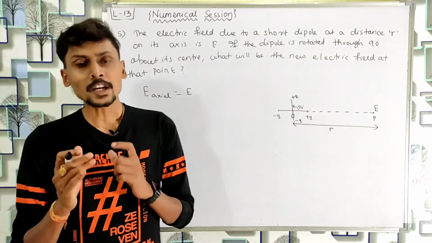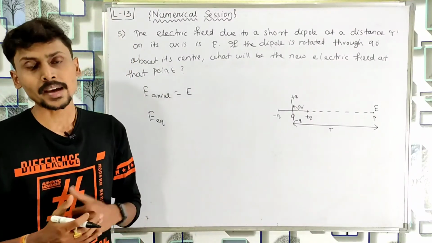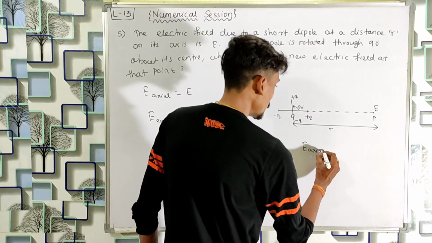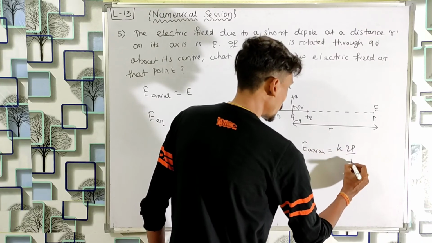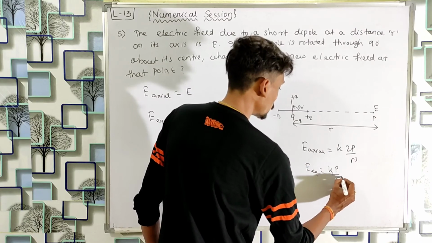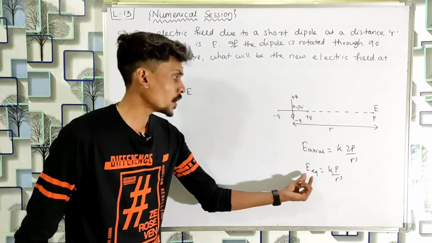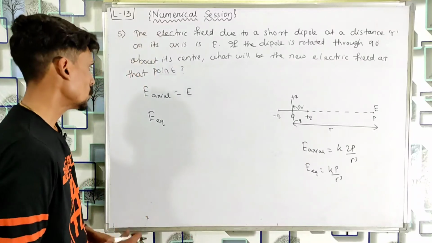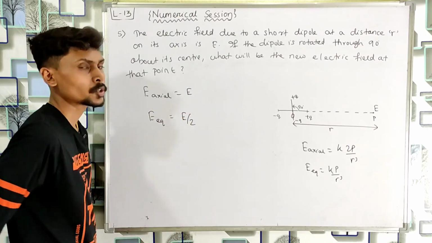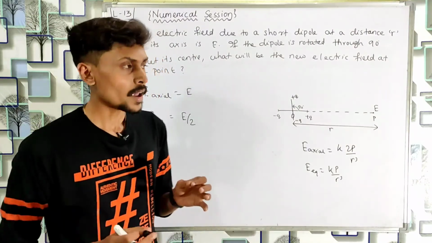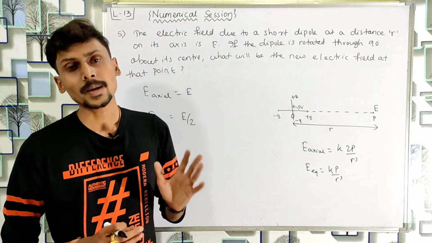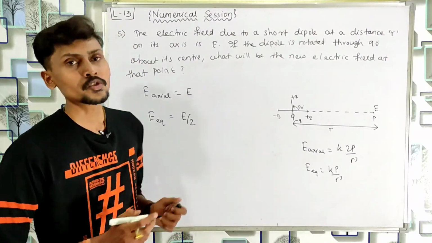We know that E equatorial is equal to half of E axial, because the expression for the axial electric field is K into 2P by R cube, but E equatorial is equal to K into P by R cube. So you can say that E equatorial is half of E axial. So if E axial is E, then E equatorial will be E by 2. So the answer will be, the new electric field at the point P after the dipole is rotated through 90 degrees will be E by 2. So in this way you can solve this question.